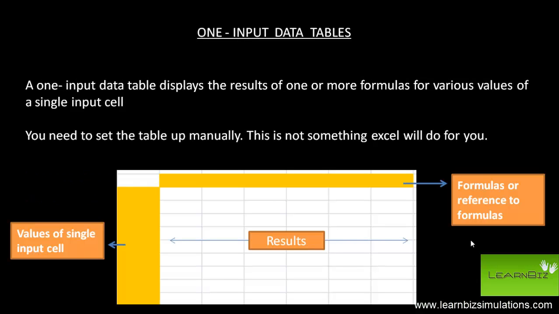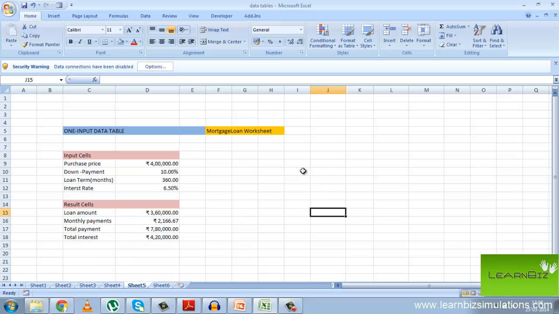A one-input data table displays the results of one or more formulas for various values of a single input cell. You need to set up the table yourself manually. This is not something Excel will do for you. So as you can see, the horizontal row has the formulas or the formula references, and the vertical column has the values of the single input cell. Now here we are making the input cell as interest rate. So we will give interest rates ranging from 5 to 8.